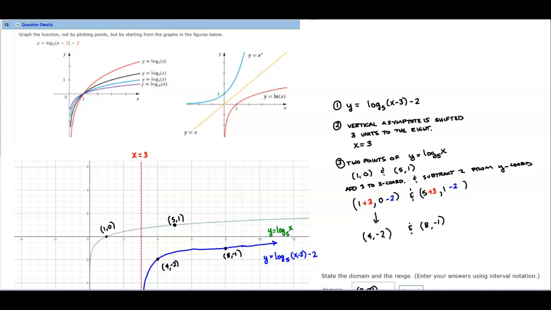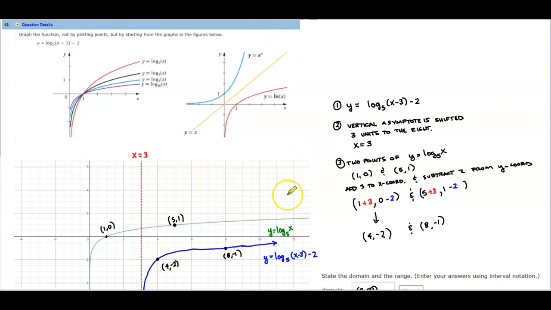Okay, for question number 13 in section 6.4, we want to graph the function not by plotting points, but by starting from the graphs in the figures below. So if we take a look at the function, we have y equals log base 5 of x minus 3, minus 2.